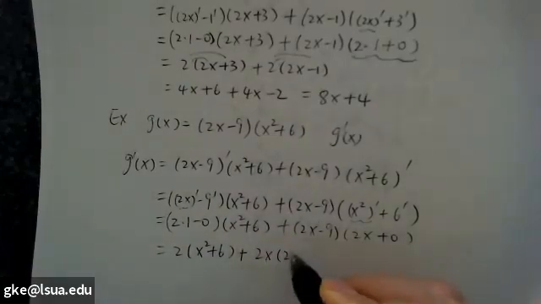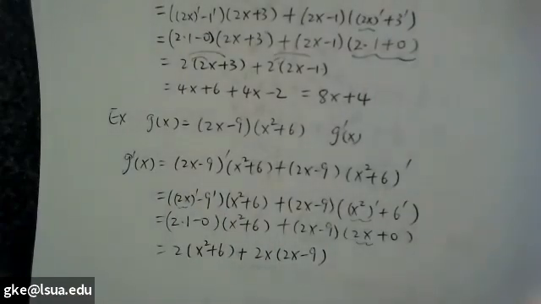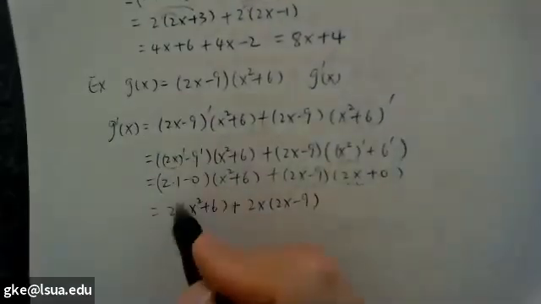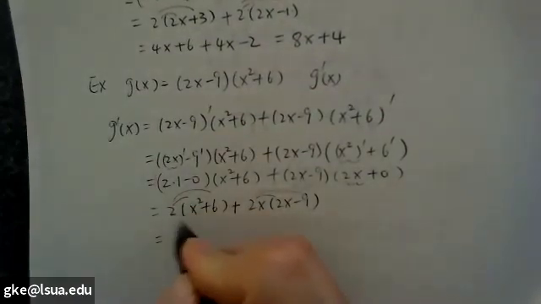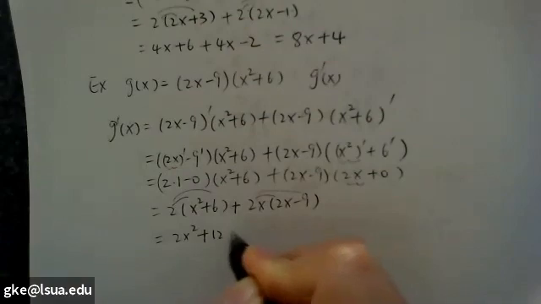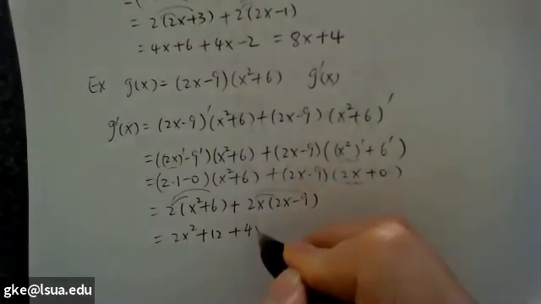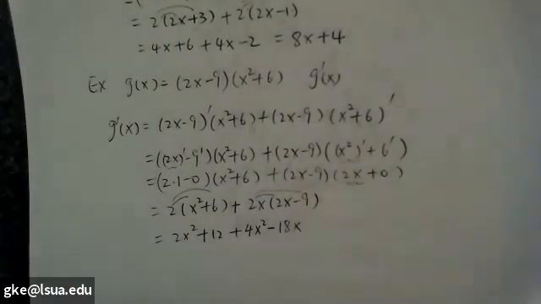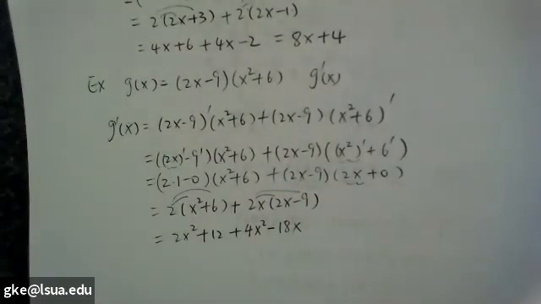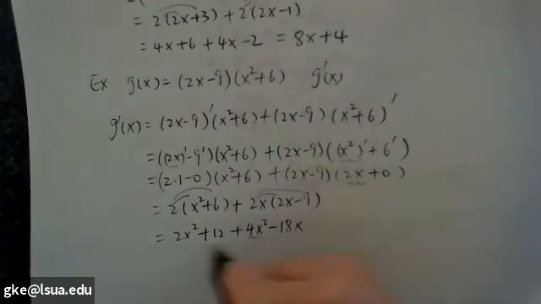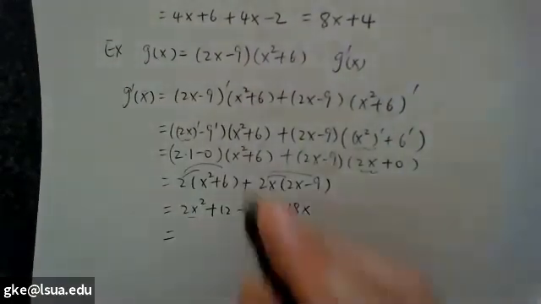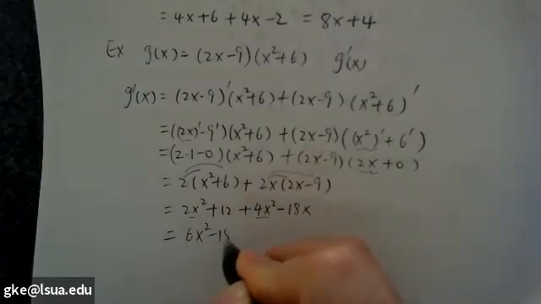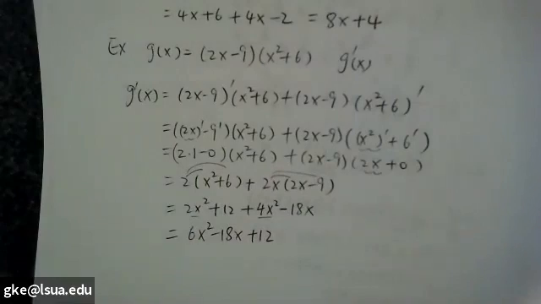You have 2x times (2x minus 9) plus the other part. Now distribution. 2 times x squared, 2 times 6, 12. 2x times 2x is going to be 4x squared. 2x times negative 9, negative 18x. I jumped a little bit. Now we have to combine these terms. 6x squared. That's it. Now I'm going to give you the last example. Almost game over.